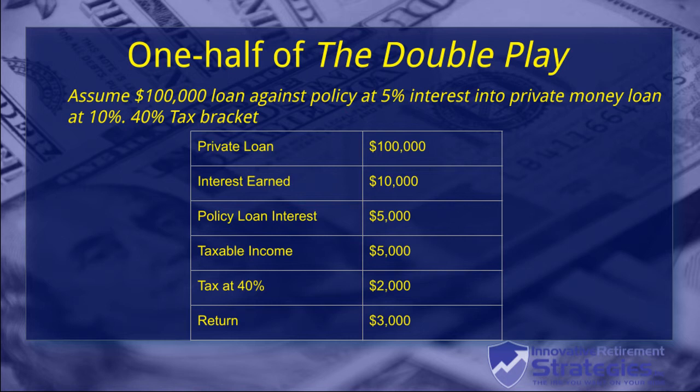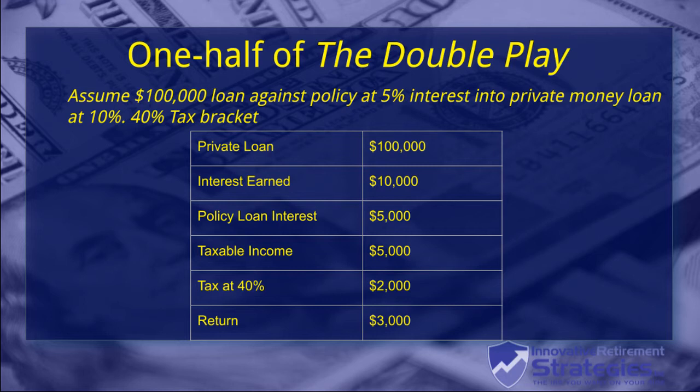We're also assuming that the investor is making a private loan to another real estate investor at a 10% interest rate, and that our client is subject to a 40% income tax. So if we look at the numbers, the client is making a $100,000 private loan to an investor, and let's just assume this is a 12-month loan, and in a year he's closing out his policy loan, he's closing out his investment, he's got his principal back from the investor, he's earned $10,000 of interest on that.